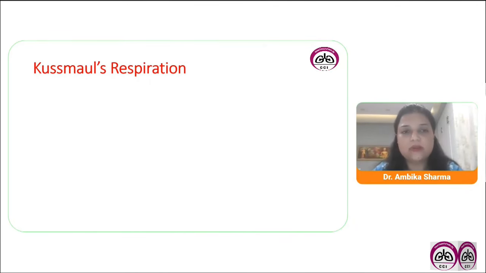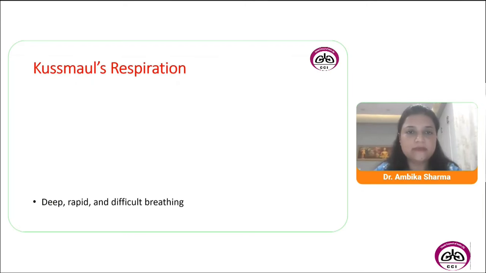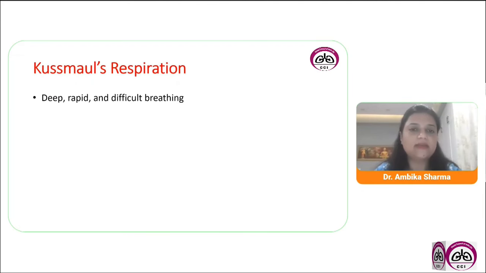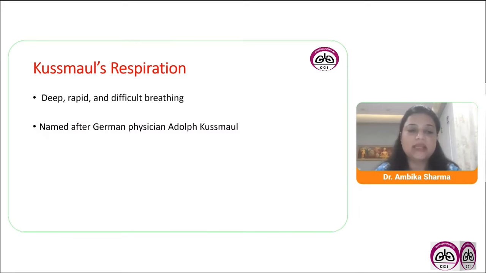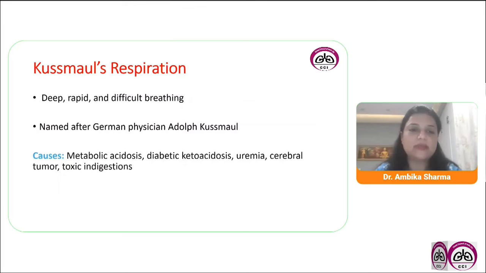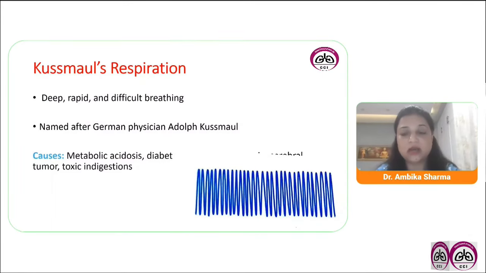Coming to the next abnormal breathing pattern, which is Kussmaul's respiration, it is deep, rapid, and difficult breathing. It is named after the German physician Adolf Kussmaul and is caused by metabolic acidosis, diabetic ketoacidosis, uremia, cerebral tumor, and toxic ingestion, and this is how it looks. Deep, rapid, and the patient finds it very difficult to breathe, and the breaths are so rapid and deep that there is hardly any pause between inspiration and expiration, or between the breaths.